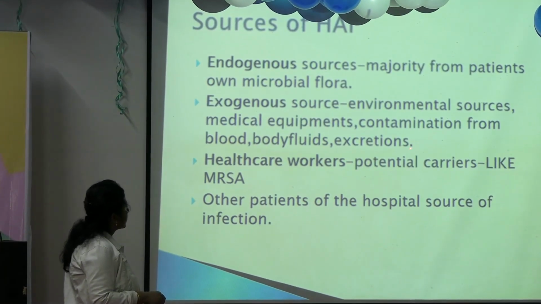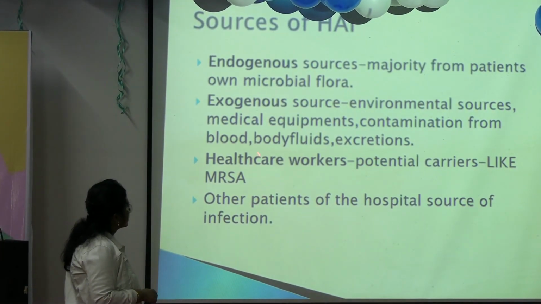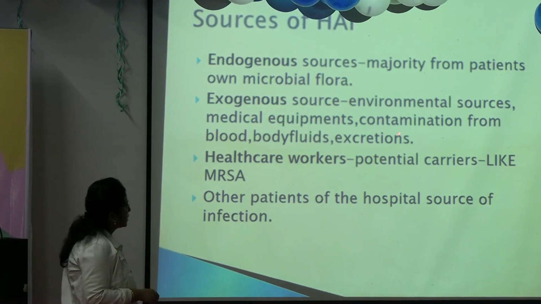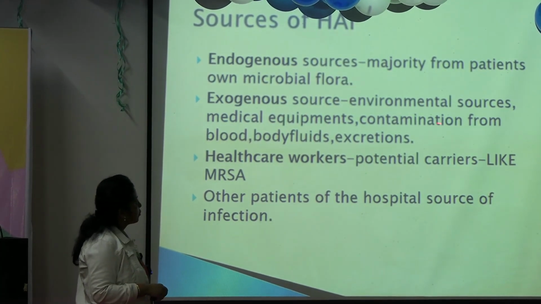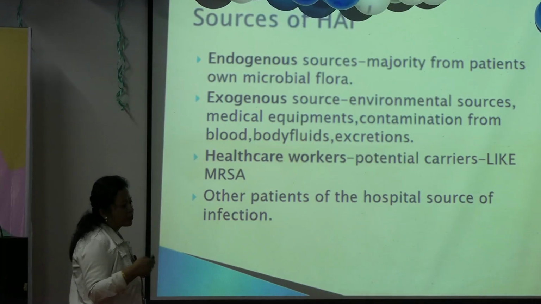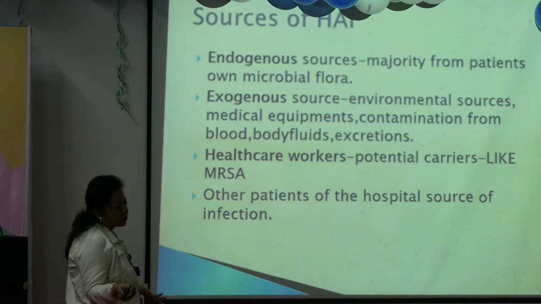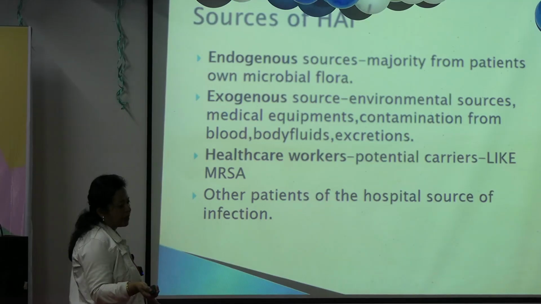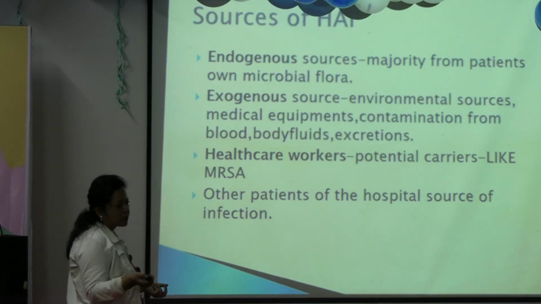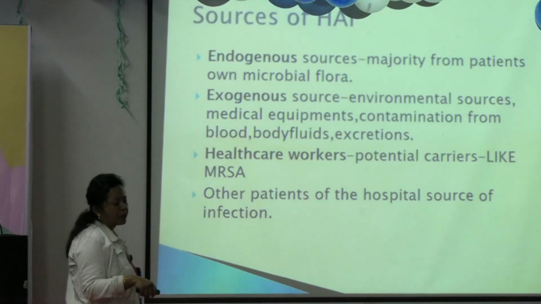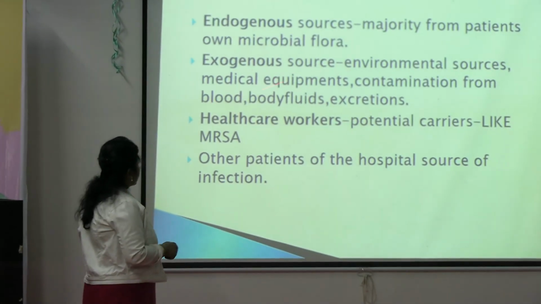Then exogenous sources like environmental sources, medical equipment, and contamination from blood, body fluids and excretions. Exogenous sources are very important, because when the patient is in the hospital, a lot of infections can happen from outside also. A lot can come from doctors' or healthcare workers' hands, or from the instruments which you introduce inside during intubation or bronchoscopy.